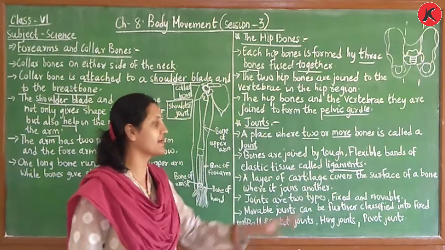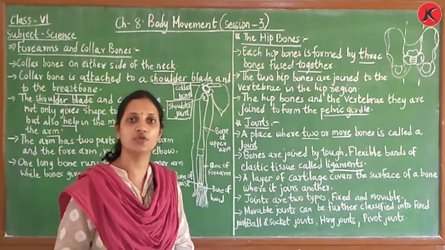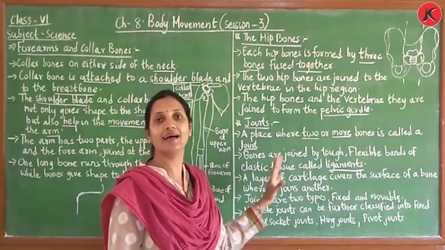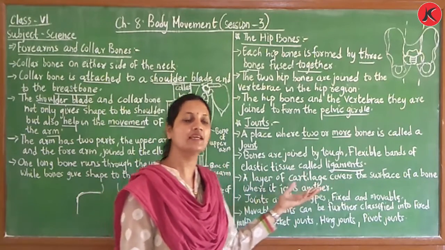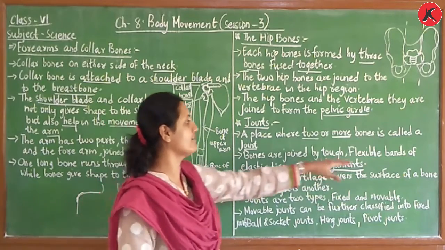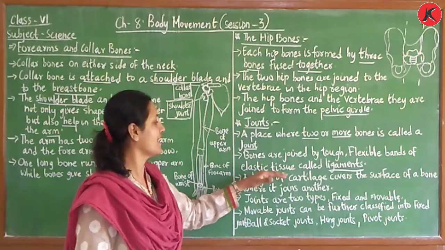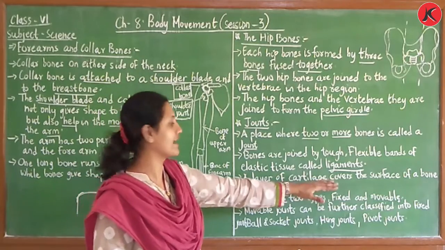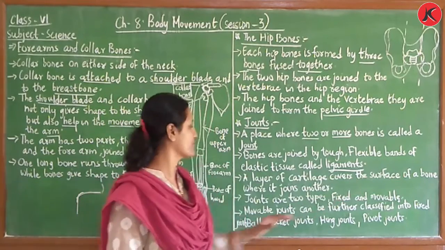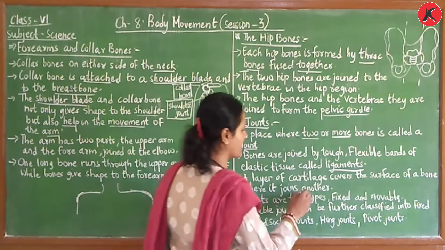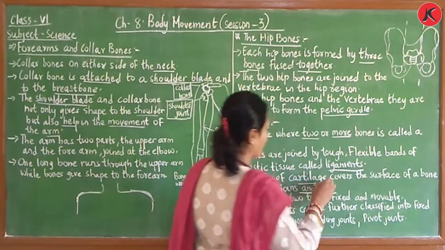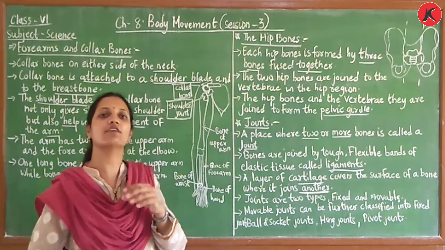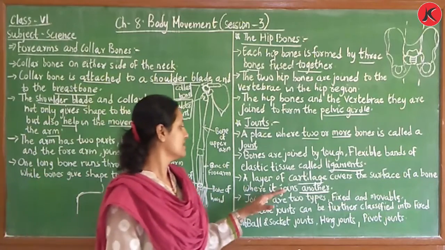See children, this can be asked in your fill in the blanks, MCQs and true or false also. It can be asked as, what is a ligament? A ligament is a tough, flexible band of elastic tissue, right? A layer of cartilage covers the surface of the bone where it joins another. Whenever two bones are joining, they are covered with a layer of cartilage, right?